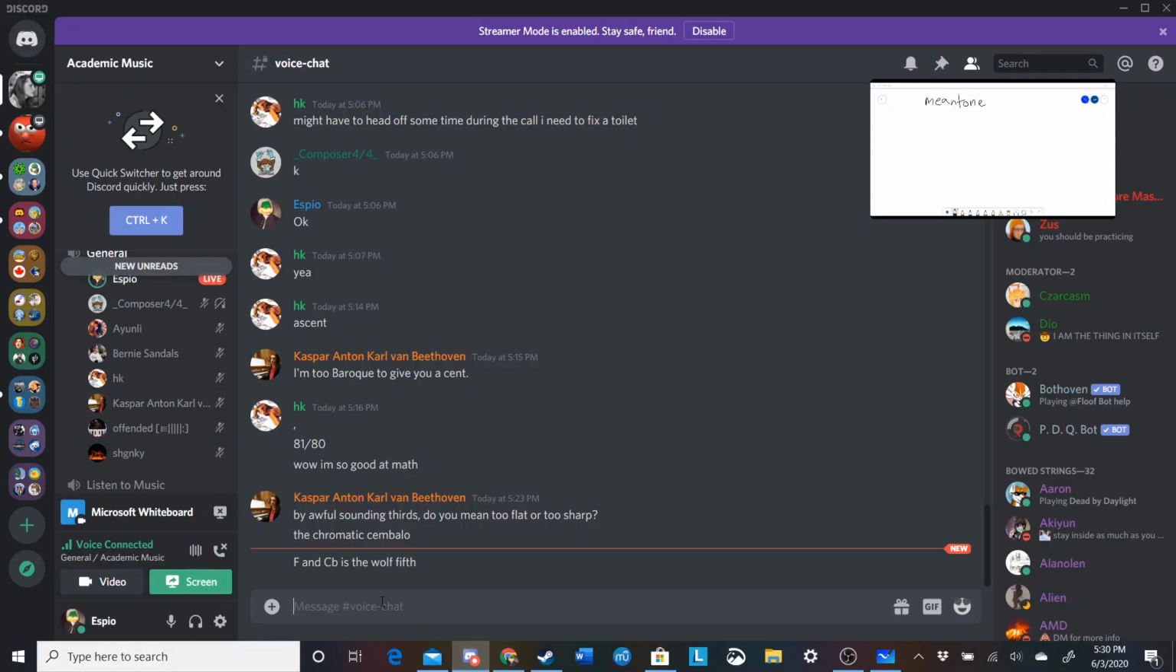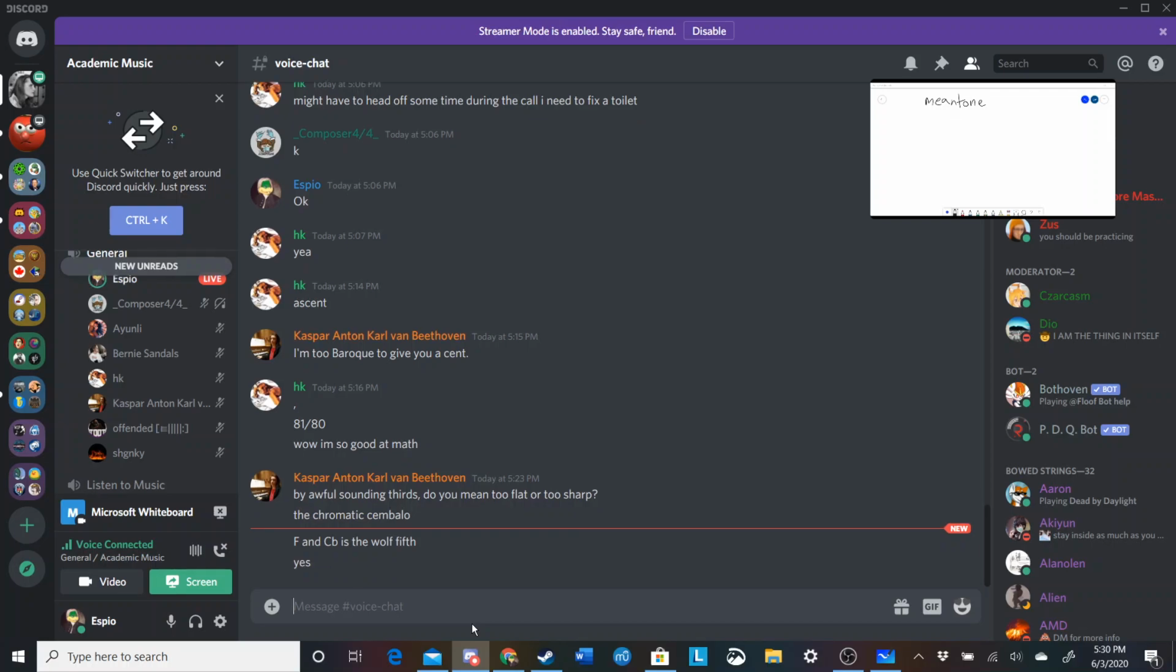F and C flat is the Wolf fifth? Yes. If by C flat you mean like a flat C, then yes, because the F that we get by stacking 11 perfect fifths is going to be a little bit too sharp. So the Wolf fifth is going to be a very slightly flat perfect fifth.